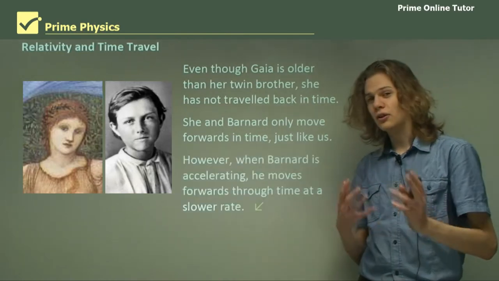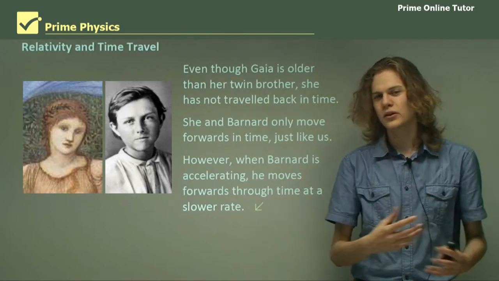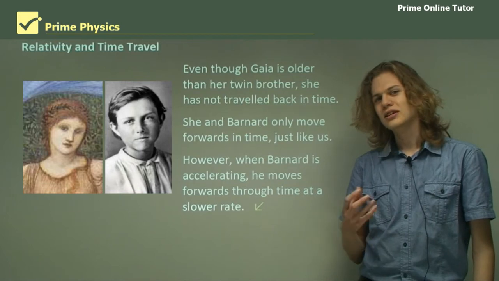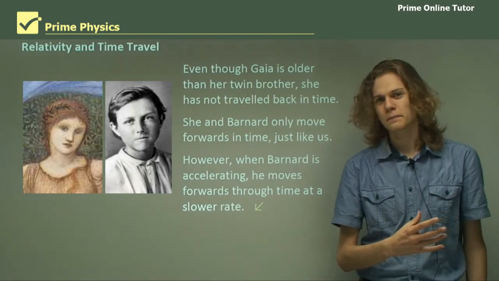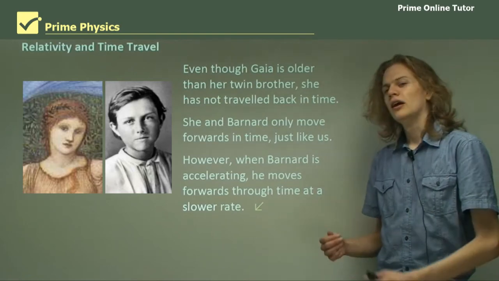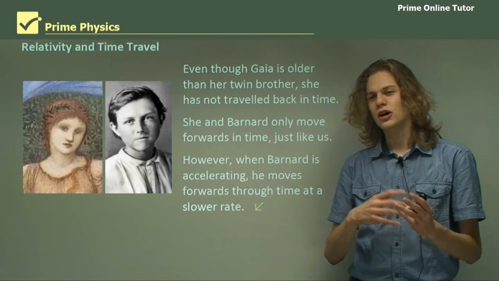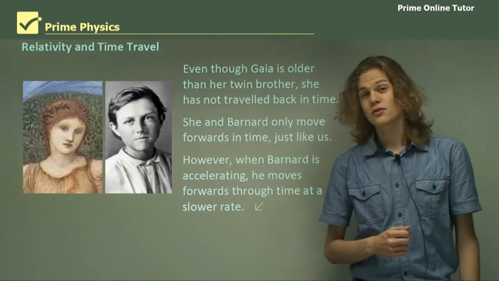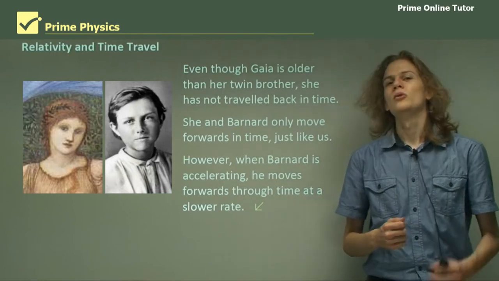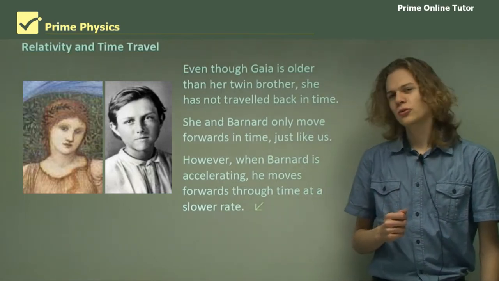When Barnard is accelerating, Barnard is traveling through time more slowly than Gaia. That means that he's traveling through time at a rate of less than 1 second per second. And so this is the reason that when he gets back to Earth, a different amount of time will pass for Barnard than for Gaia. So that's the end of the theory. We have covered and resolved the twin paradox. So let's go on to some questions.